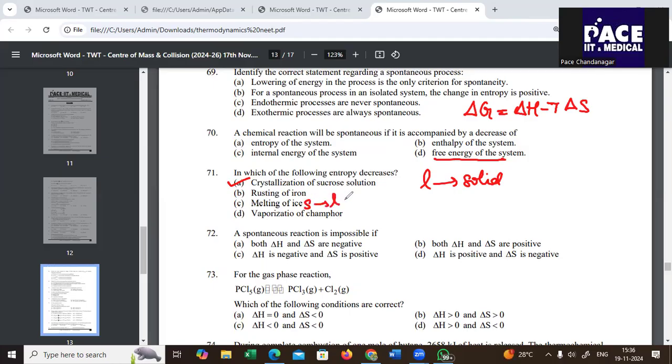Next, here see, melting of ice, solid to liquid. Liquid has more randomness, right? Molecules are moving more randomly, so more randomness, more disorderness. So therefore, entropy increases there. So it goes like that.